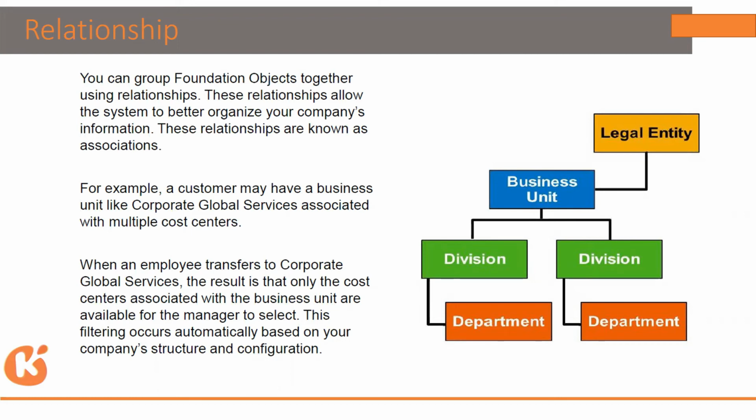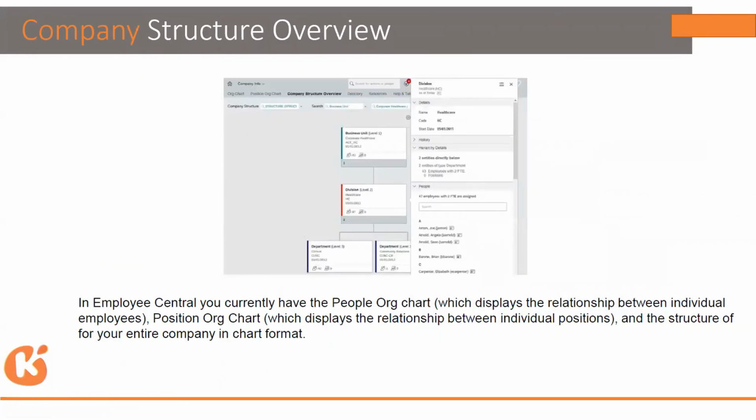All right. An association is always created from the bottom to top. You cannot create it from the top to bottom. So first is department, division, business unit. Right, so it is department to division, division to business unit, or business unit to legal entity, or you can create it from department to business unit, or department to legal entity also. But it cannot be from legal entity to business unit, or legal entity to department. So it is always from the bottom to top that you can create your association.